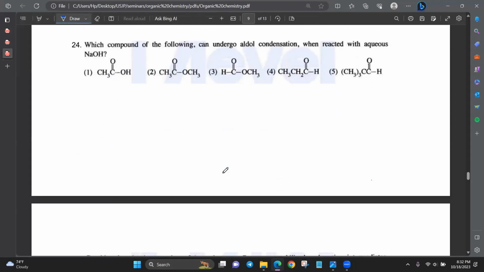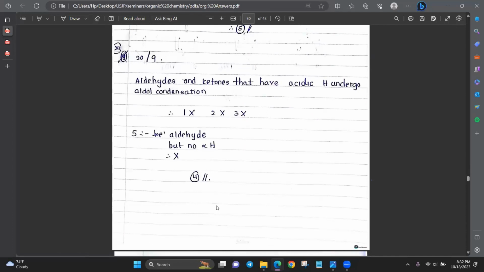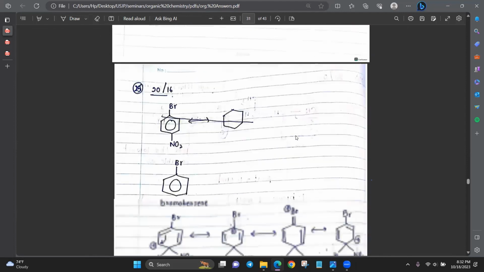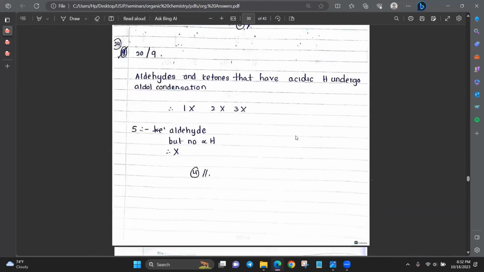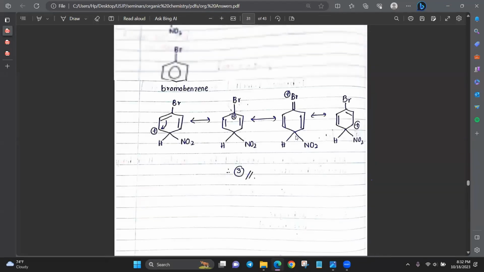Which compound can undergo aldol condensation when reacted with sodium hydroxide? Right. Now this is important. There's only half an hour now. Okay, guys, so listen carefully. Aldol condensation. Aldehydes and ketones that have acidic hydrogen undergo aldol condensation. Right. Aldol condensation, the mechanism was there. It's not there here.